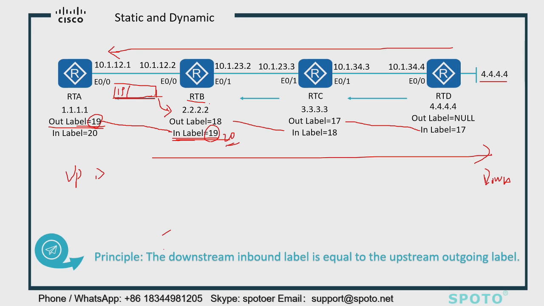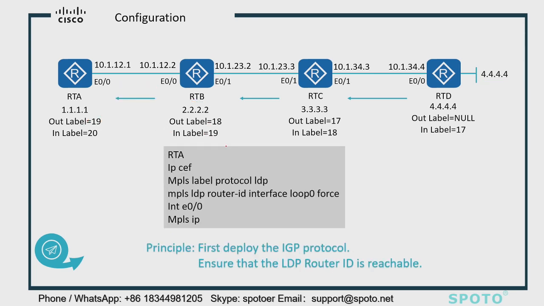So this is the static configuration, and actually the command of the configuration is not difficult, but if you try to use this way to configure the MPLS network, it will cost a large amount of time, and it's very hard to finish the configuration. So in the real network, we seldom use this way to configure the MPLS. Okay, so we widely use the LDP protocol.